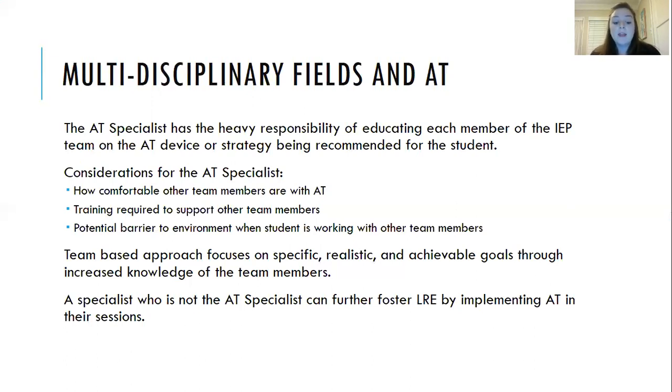I found a study that explicitly said that everybody, like teachers and IEP team members, are really important because an AT system requires the expertise of multiple disciplines. So that's really important.